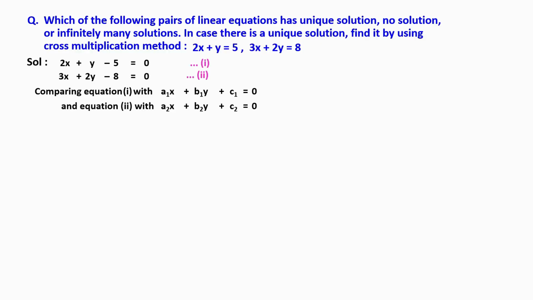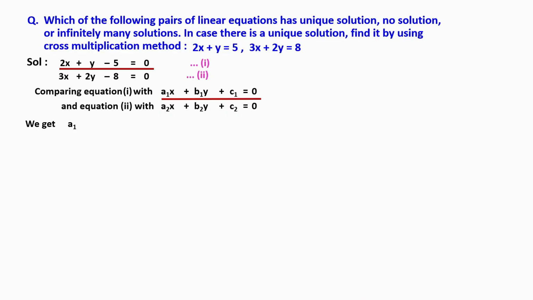First, we write both equations in standard form. So, the first equation becomes 2x plus y minus 5 equals 0. And the second equation becomes 3x plus 2y minus 8 equals 0.